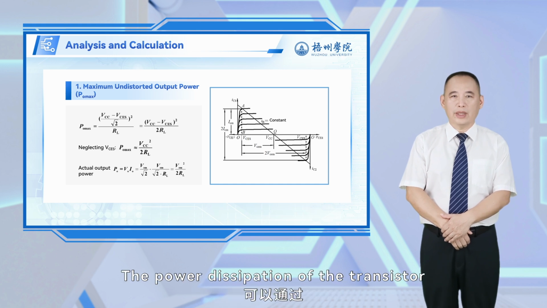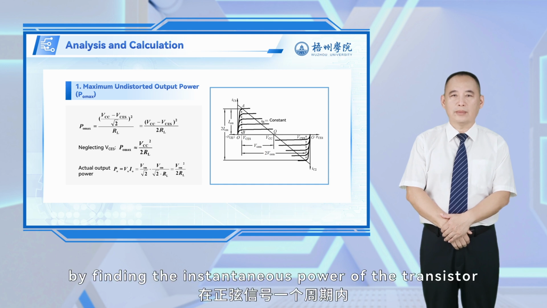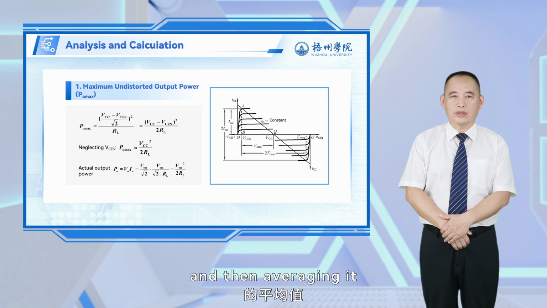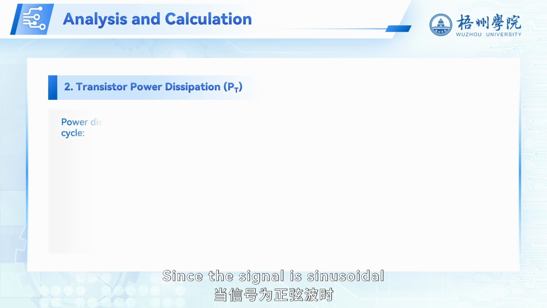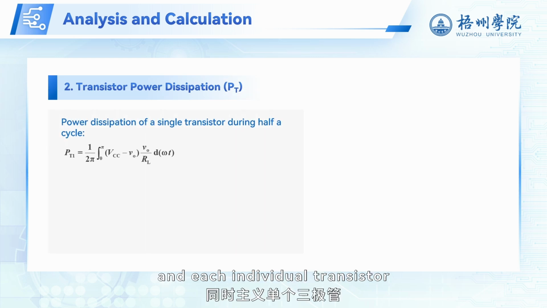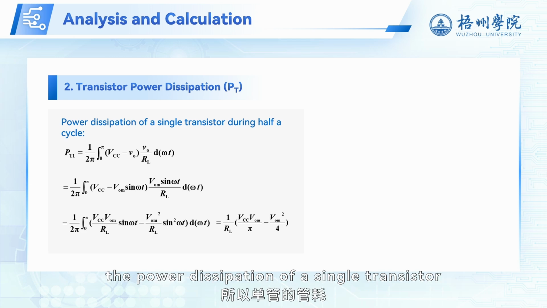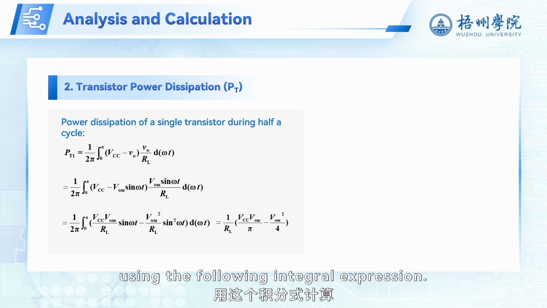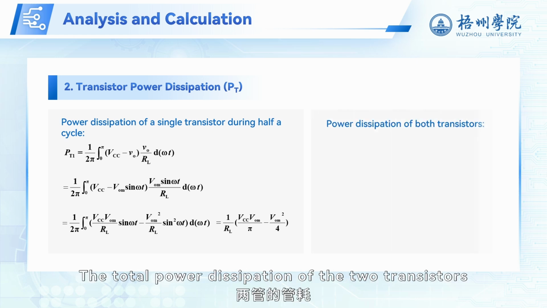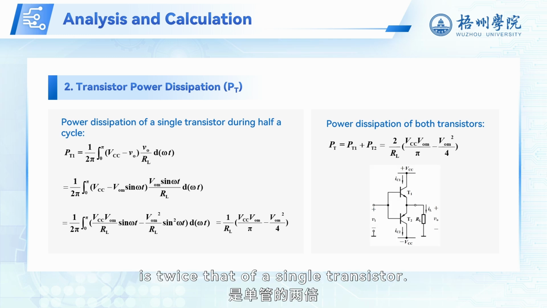The power dissipation of the transistor can be calculated by finding the instantaneous power of the transistor and then averaging it over one period of the sinusoidal signal. Since the signal is sinusoidal and each individual transistor only conducts during half of the signal cycle, the power dissipation of a single transistor can be calculated using the following integral expression. The total power dissipation of the two transistors is twice that of a single transistor.